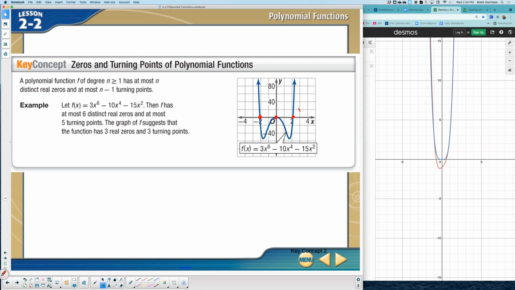3 real zeros. And I'm using the term real because I'm about to explain what a possible zero is. That real means they're really there. You can really see them on the graph. Those are 3 real zeros. And this graph also has a certain number of extrema. If you remember, extrema means maximums or minimums.